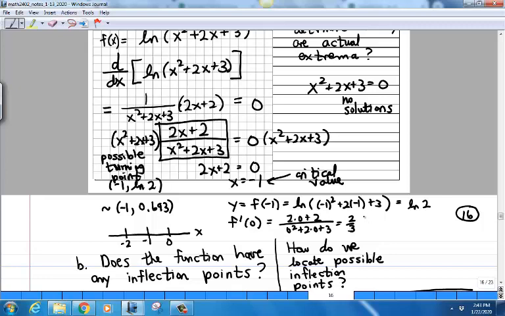Okay, which is greater than 0. So what does that tell me about the direction at 0? It's increasing, okay? So I know the curve is going up. I have no idea what the curve looks like if I haven't made a graph, but I know it's going up.